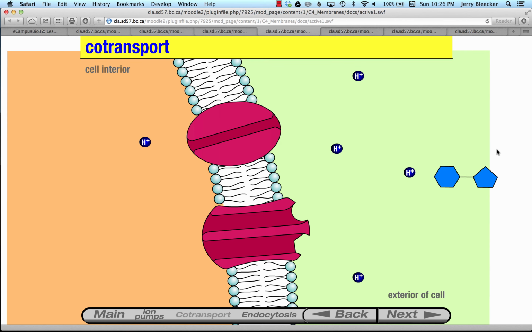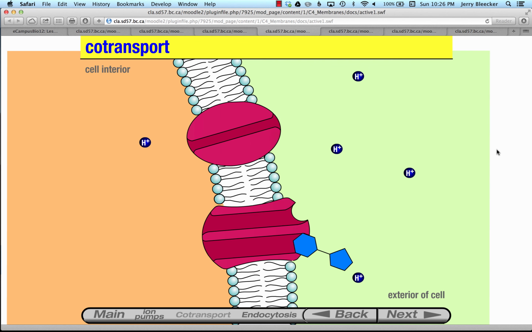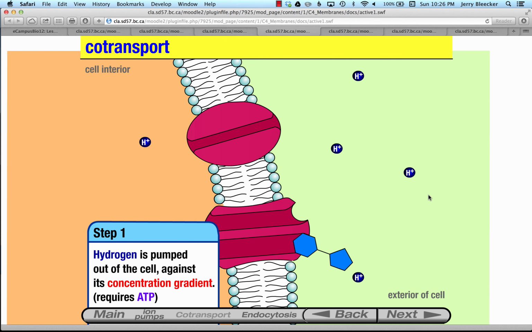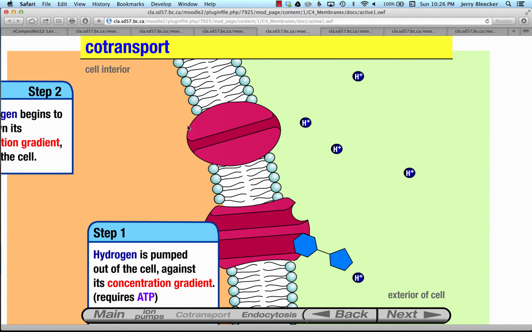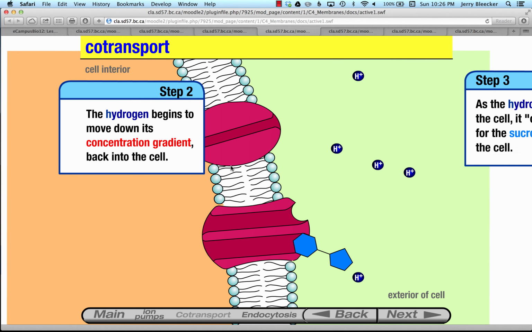But due to the action of what's going on over here, right? There's a little hydrogen pump going on here. We just saw this a second ago. You see hydrogen sneak out there, or sneak through, and then sucrose went in. That was actually really subtle. Let's kind of watch that again.